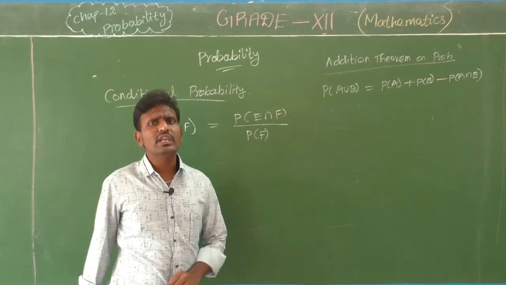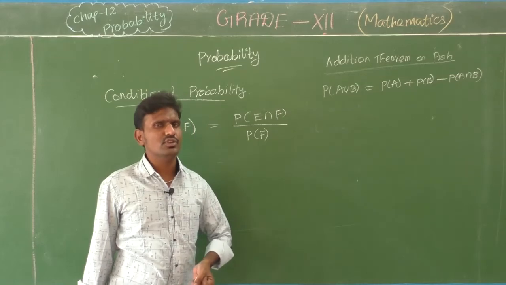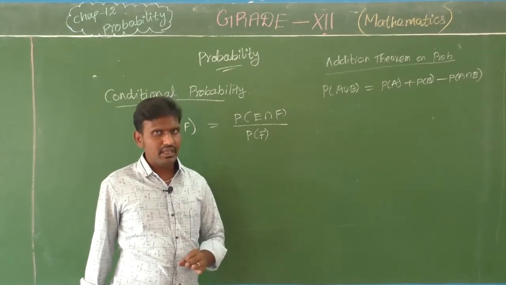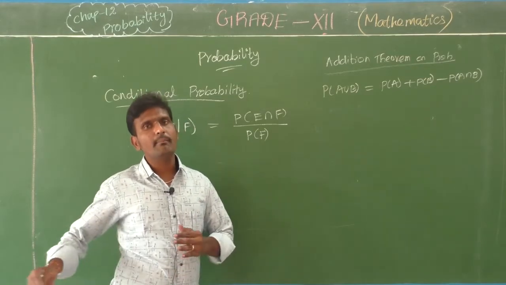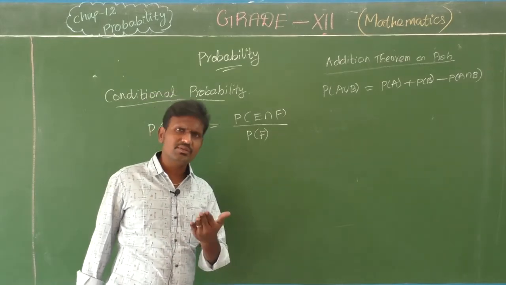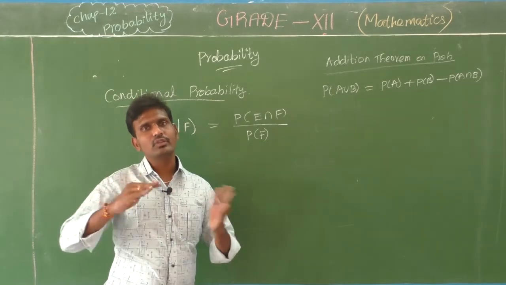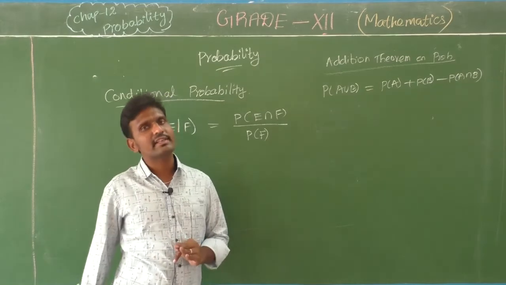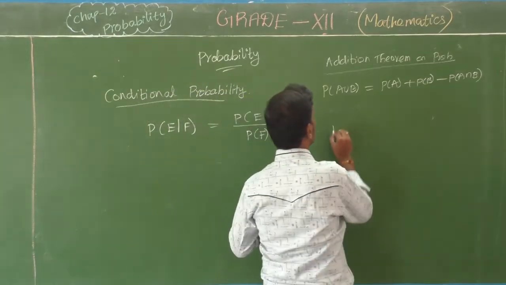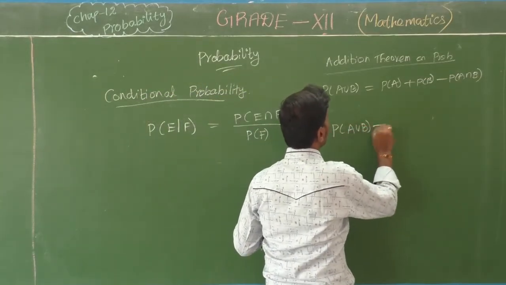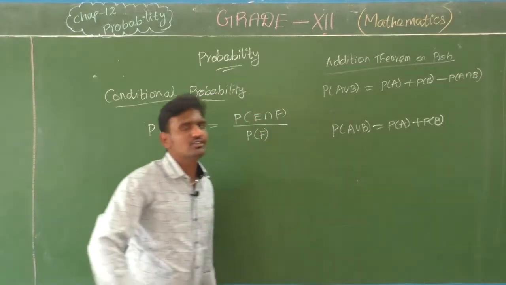Suppose the two events are mutually exclusive. What do you mean by mutually exclusive? When the two events A and B do not have any common element, there is no intersection. Intersection means the common things in both. That is called a mutually exclusive event. For mutually exclusive events, P of A union B equals P of A plus P of B. Prepare this formula also.